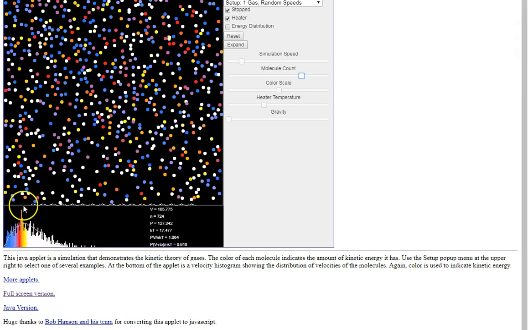And so it doesn't get taller because the height is the number of particles, or the fraction of the particles that are going that particular speed or having that particular kinetic energy, right? The faster our particles are moving, the greater the distribution. So it would actually kind of smooth out and it would get longer.